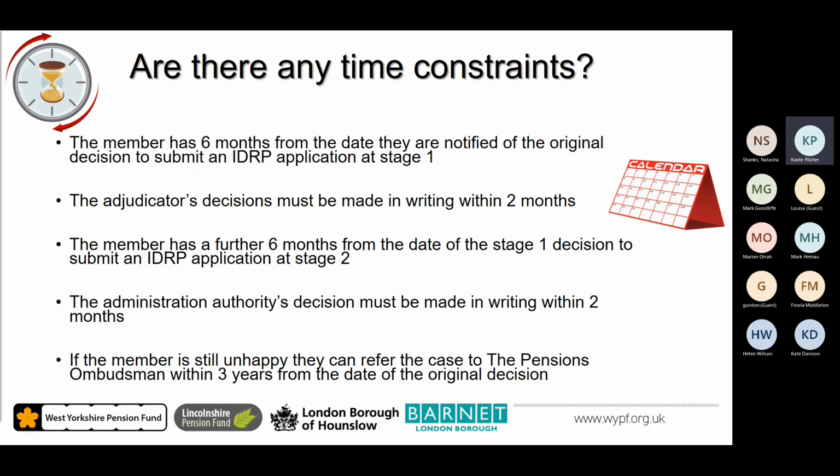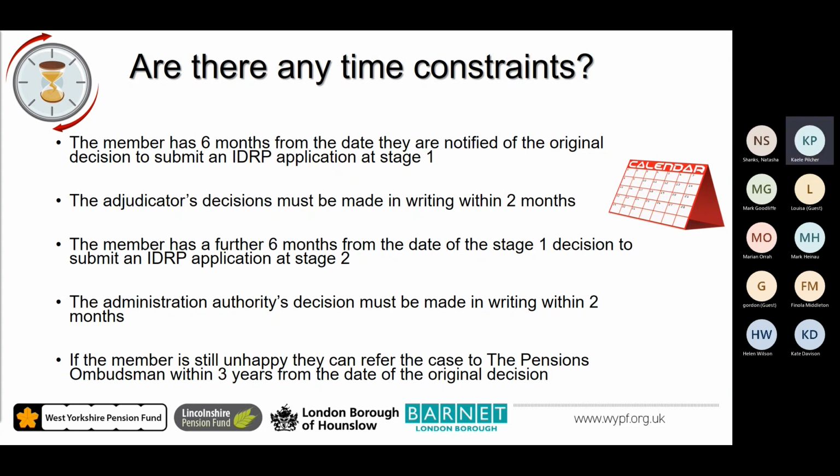So, are there time constraints? Yes, there are. The member has 6 months from the date that they are notified of the original decision to submit an IDRP application at stage 1. The adjudicator must write to the member within 2 months, hopefully with a decision. If they're not in a position to make a decision at that stage, they need to tell the member why they can't make a decision and when they expect to be able to make a decision.